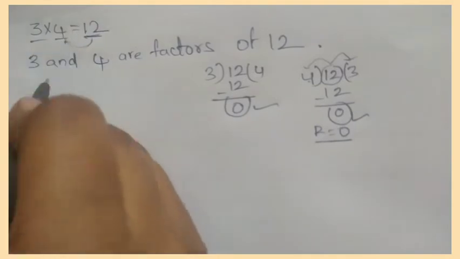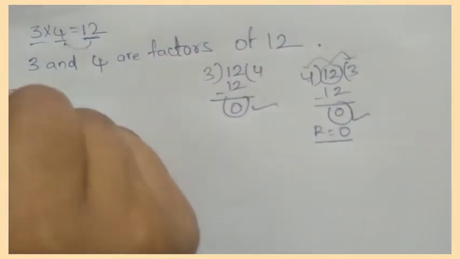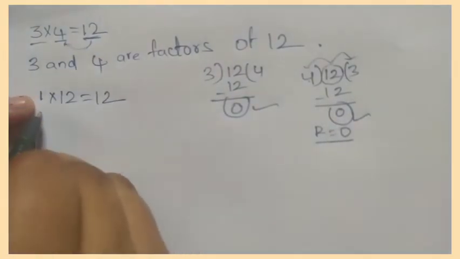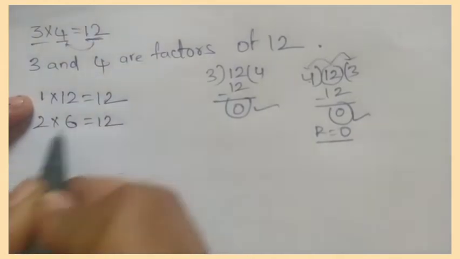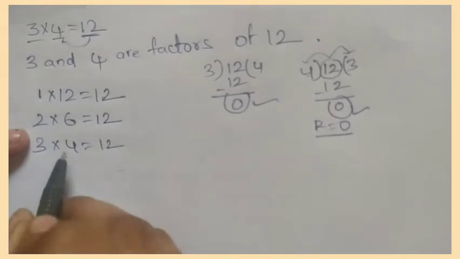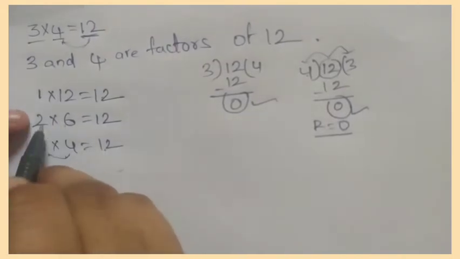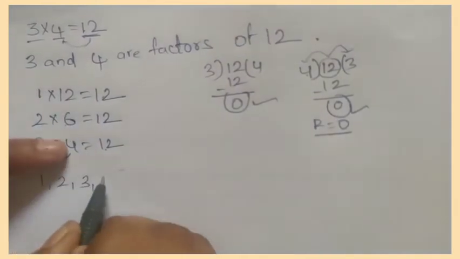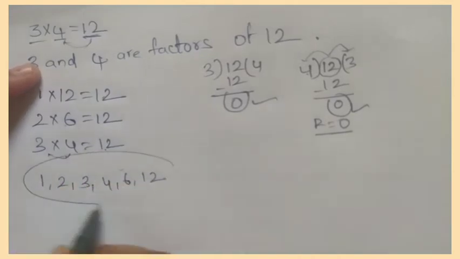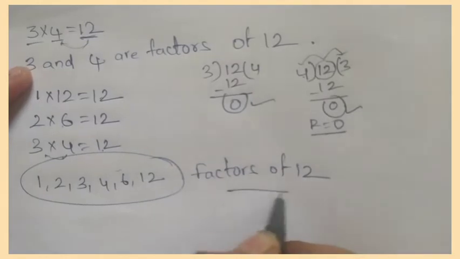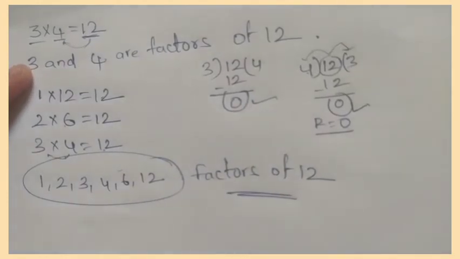Let us find a few more factors of 12. 1 twelve is 12. In the 2 table we will get 12, 2 sixes are 12, 3 fours are 12, 4 threes are 12, 6 twos are 12, 12 ones are 12. Here these 1, 2, 3, 4, 6, 12, these all are the factors of 12.